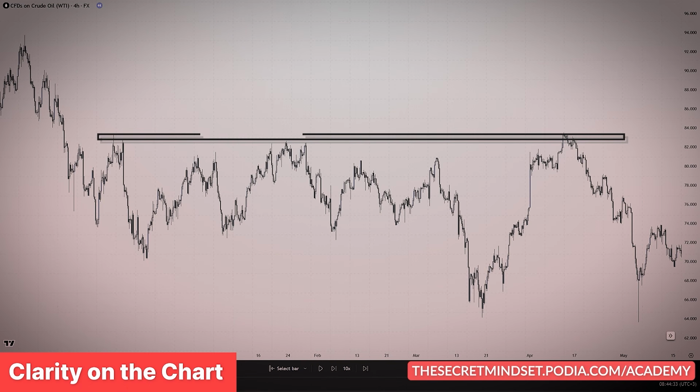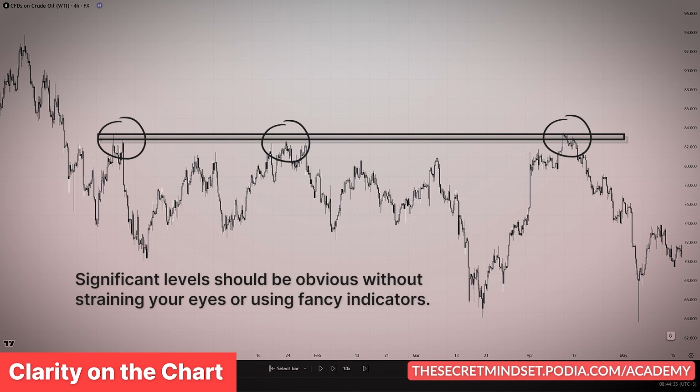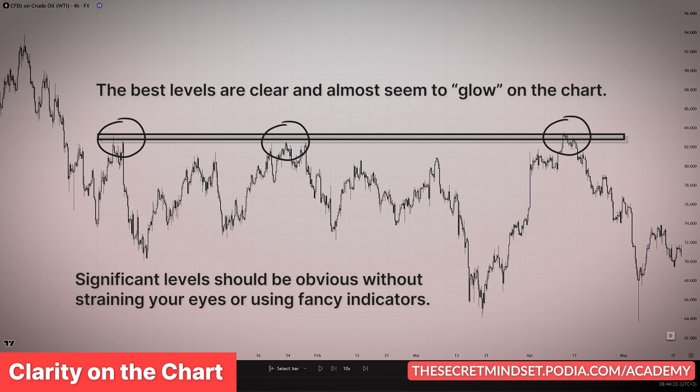Another clue is how obvious the level is on the chart. If a support or resistance level is really important, it should jump right out at you. You shouldn't have to strain your eyes or use fancy indicators to see it. The best levels are usually the ones that are so clear, they almost seem to glow on the chart.